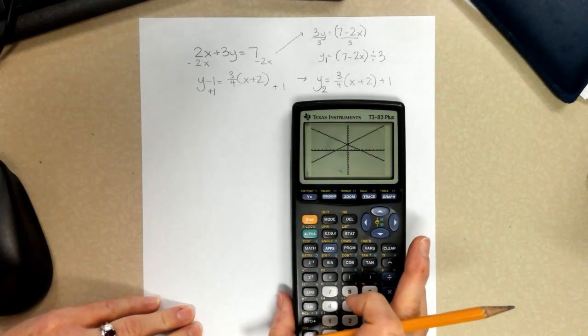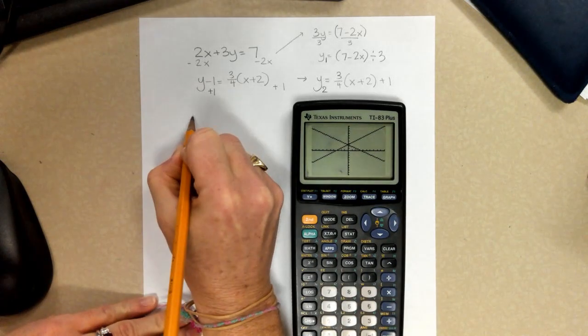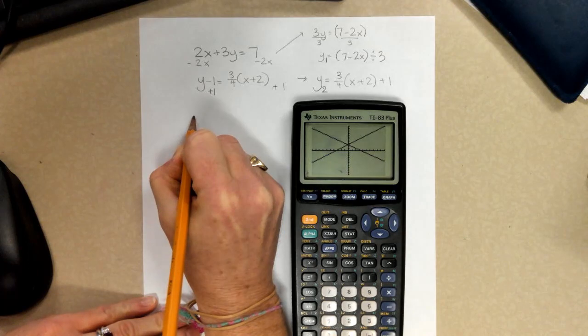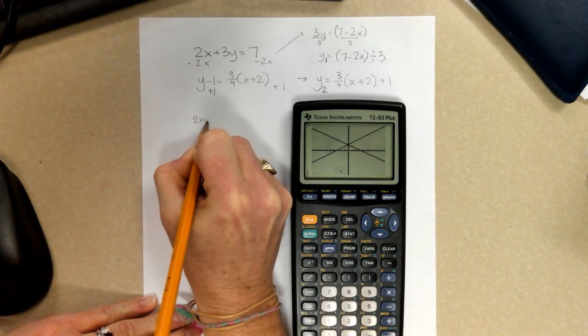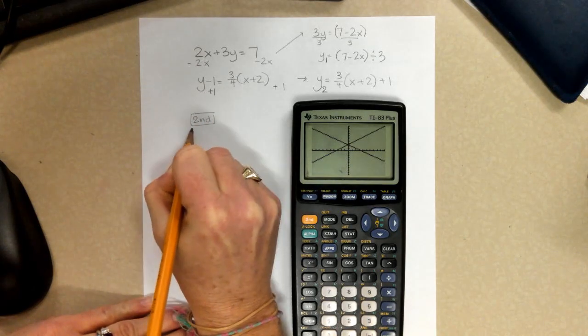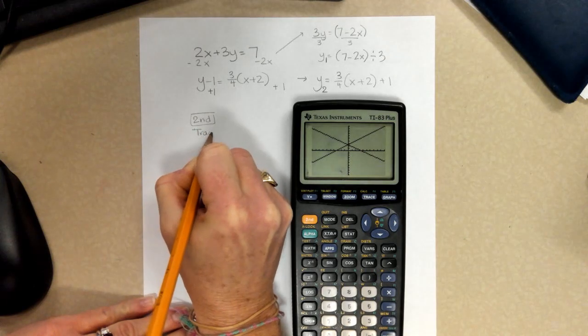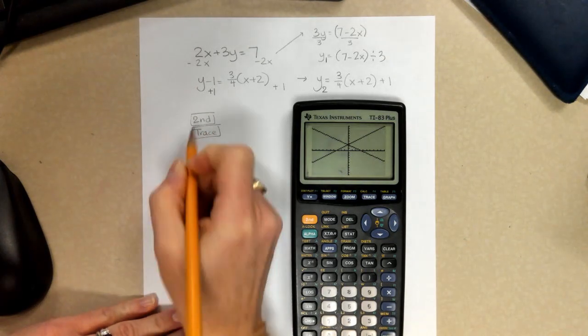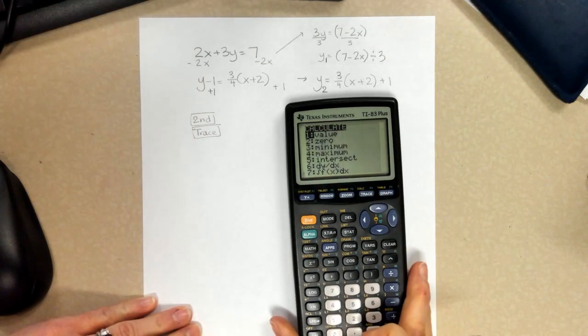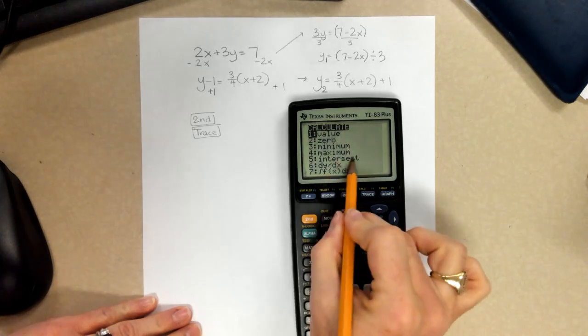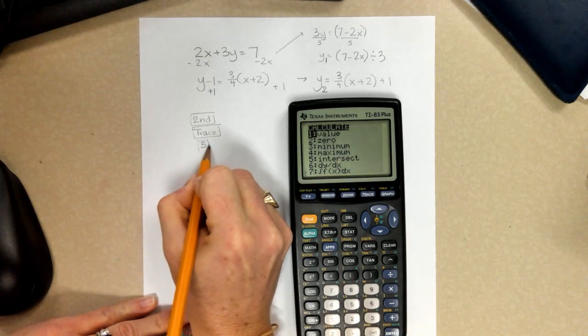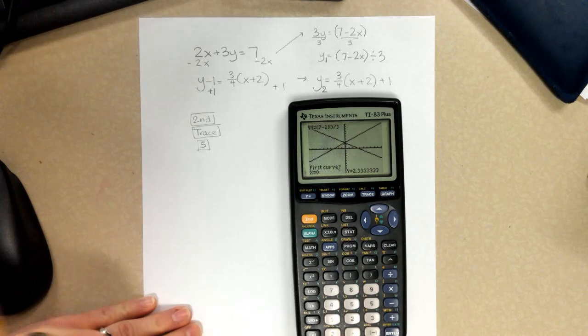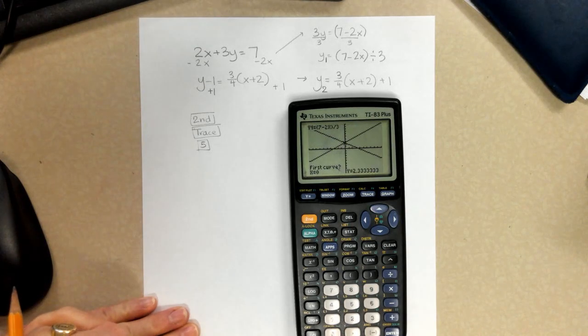No, I said intersection. Remember, we've already learned, if you've watched these in order, where intersection is. Remember, it's in second and trace. So you get to that calculate menu, right? Because intersection is number 5. Intersection is when they ask you the questions.